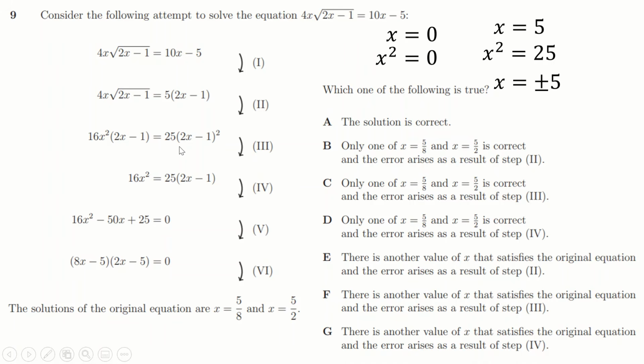So let's move on. Now here, more alarm bells are ringing for step 3. Because he's cancelled this bracket with one of these 2x minus 1s, which means essentially he's divided both sides by 2x minus 1.